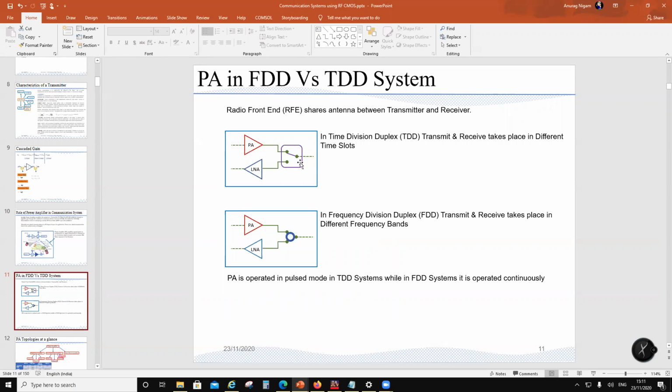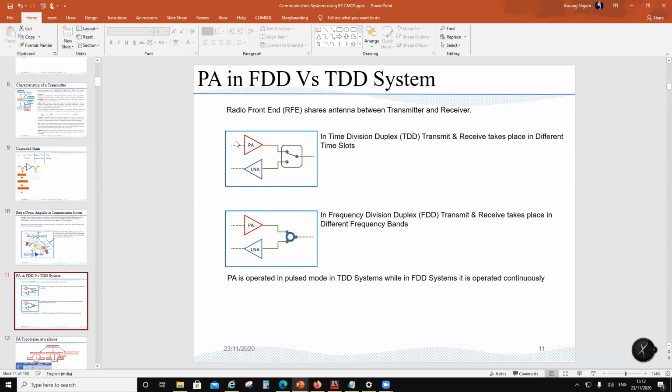So let's say I have a TDD system, a time division duplex system. I'm going to have a TR switch here. In case of an FDD system, I'm going to have a circulator here. So what does it mean for a PA designer, for example? Here the PA is operated in pulse mode. Once I'm transmitting, I have the PA on.